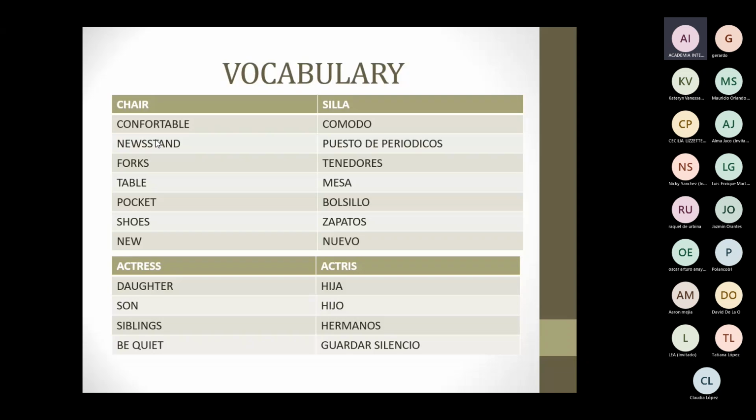Ya utilizando el this, that, these, and those, que también son palabras, vocabulario muy usado en inglés para decir este, esta, estos o esos, que eso lo vamos a ver en la siguiente clase, el siguiente tema. Ahí está ese tema, ¿verdad?